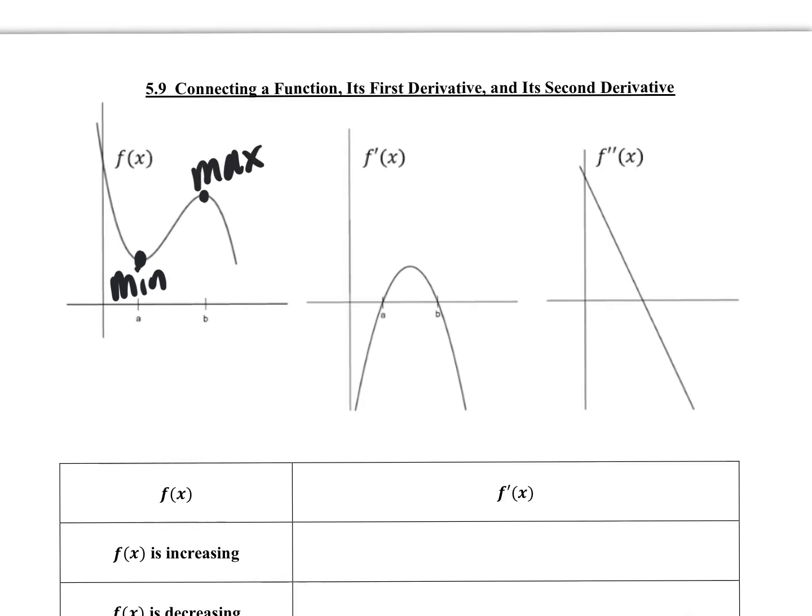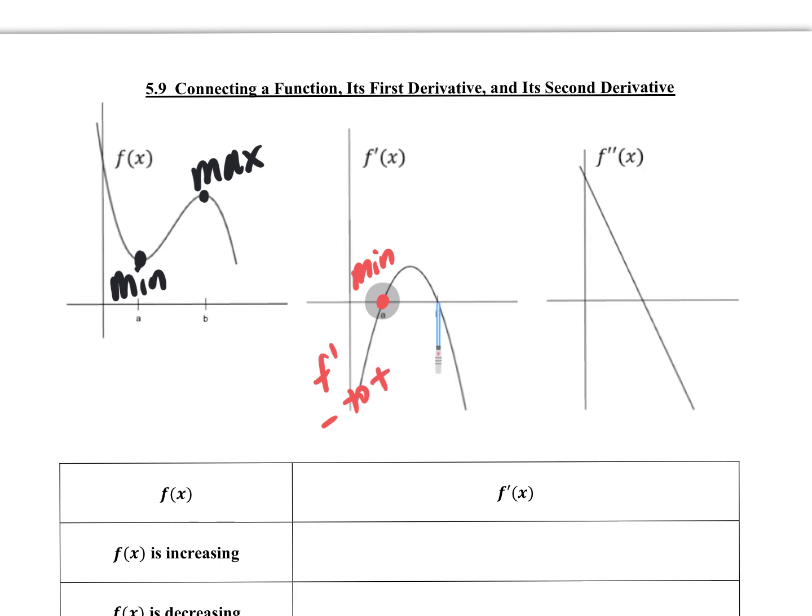Reviewing this. Okay, if this is an f prime graph, well, let's just go back to an f graph. What made me have a min here on an f graph in calculus terms? Perfect. F prime went from negative to positive. So on this f prime graph, what's happening here? A min. This is where my function right here would have a min because my f prime went from negative to positive. That's so good, Livy Lou.